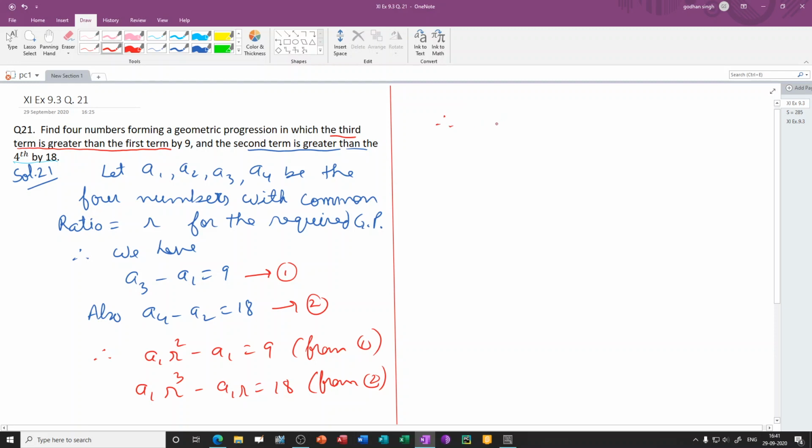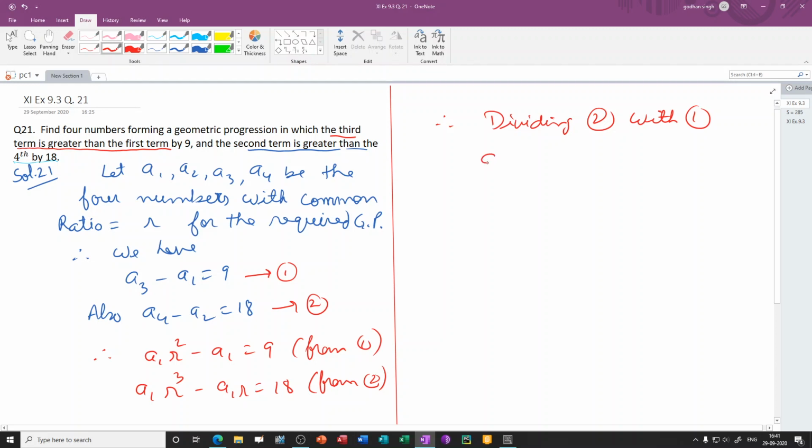Now let us divide 2 by 1. Dividing 2 by 1, what we will be having is, this can still be considered as 2 and 1 only, because we have not done any substantial change in this one. So what we are doing is dividing the second by the first.